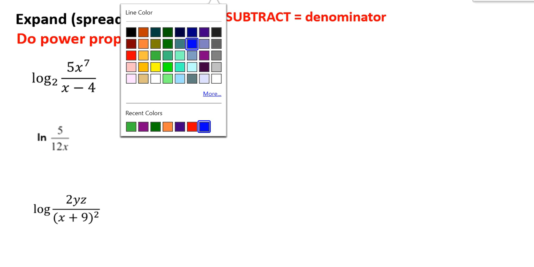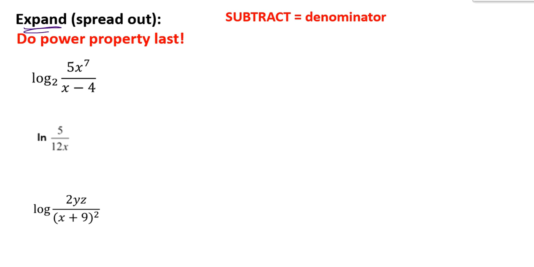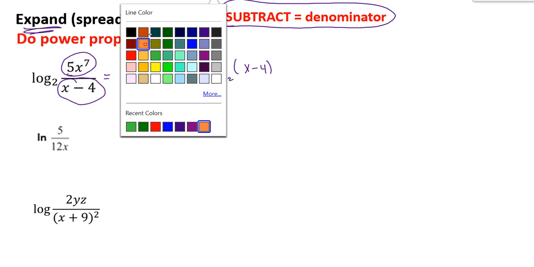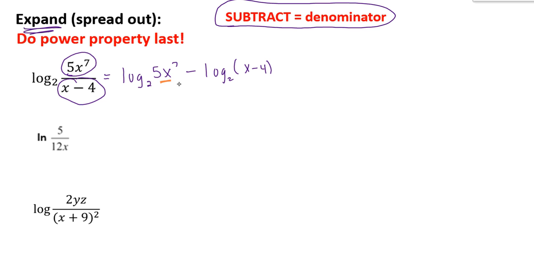Okay, so now we're going the other way, and we're going to expand using the subtraction property. If it's in the denominator, it is subtracted. That's the key to these. So I'm going to start by writing it as the top and the bottom. They each get their own log. So log base 2 of 5x to the 7th minus log base 2 of x minus 4. So that's the quotient part of it. That's the fraction.